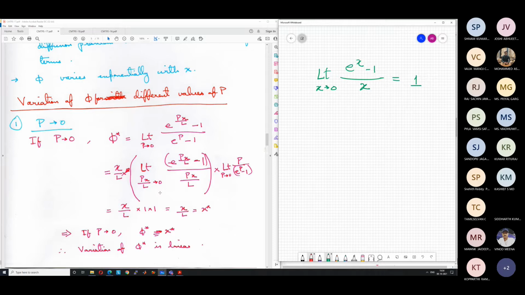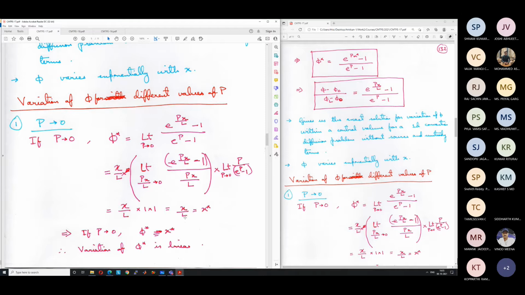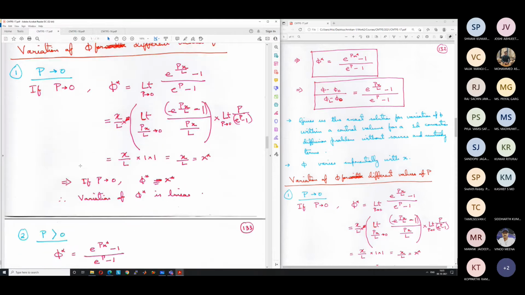Now the limit within this bracket, limit of px by L. Let us call this a variable a. Limit a tends to 0, e to the power a minus 1 by a. So this will be 1. And the second limit also, limit of e to the power p minus 1 by p as p tends to 0 is also going to be 1. So x by L into 1 into 1. So basically this is x by L, which is equal to x star. So phi star is equal to x star at the limit that p tends to 0. So the variation becomes linear. From exponential, it becomes linear when p tends to 0.